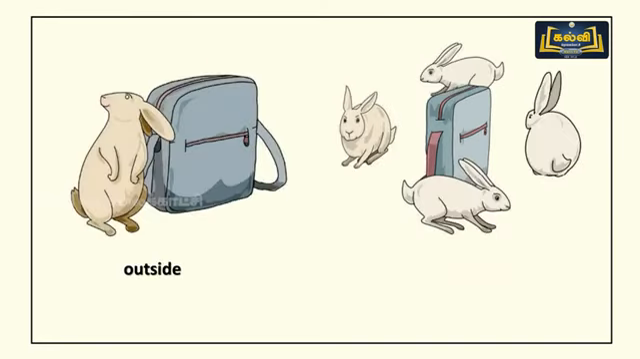Next picture, the rabbit is outside the bag. And the last one, the rabbits are around the bags. You can see 4 rabbits. So, rabbits are around the bag. Why are you using around? Because the bag is in the center. The rabbits are moving in a circular form. So, now you can see the rabbits in different postures, each denoting a preposition. Likewise, you yourself with your creativity can frame many more sentences regarding prepositions.